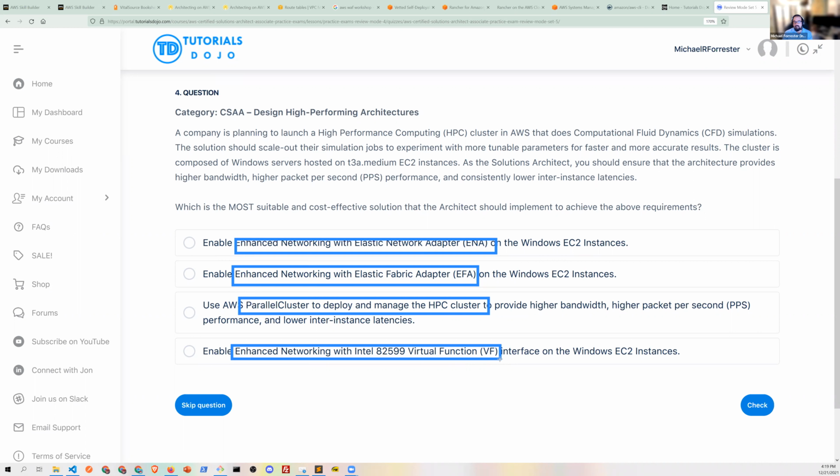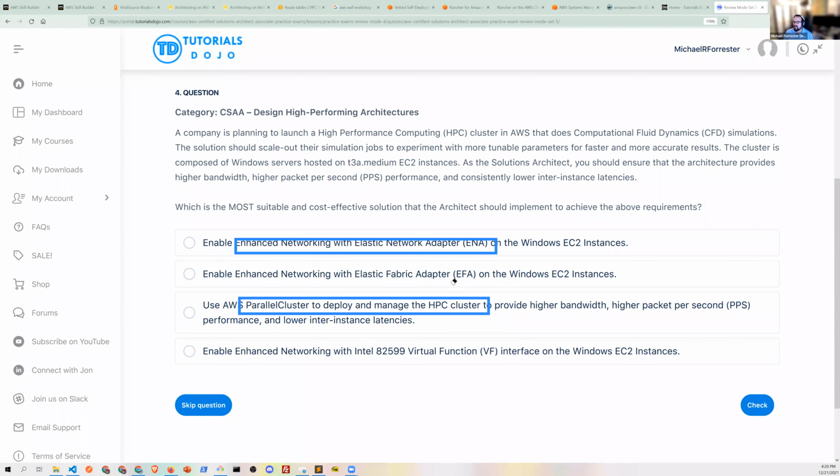Now, that's a lot of really deep level detail here. So first and foremost, I'm going to say it's definitely not this one because we're not doing virtual functions. So we're going to take that one off. Well, that's actually not a good idea. So I'm just going to take that one off. I don't think that the T3A mediums support elastic fabric adapters because I don't think that they even have the capability. I think they're capped at 5 gigabits per second. So I don't even think that they can run at the systems. I don't think they can support the 400 megabits per second for EFA.